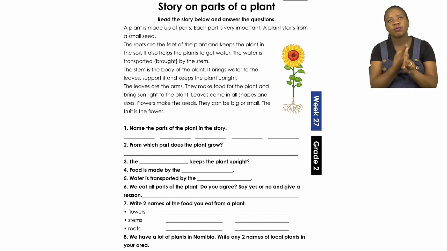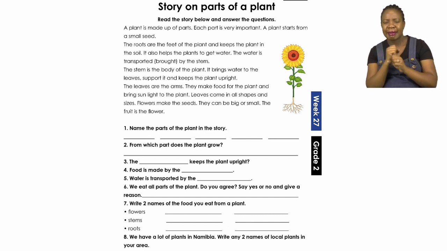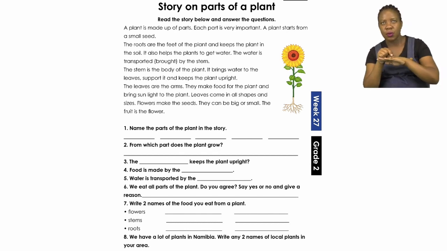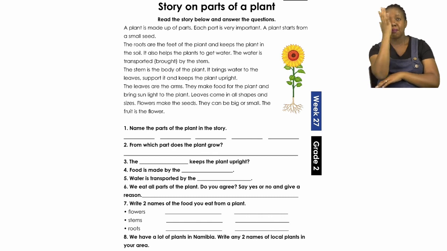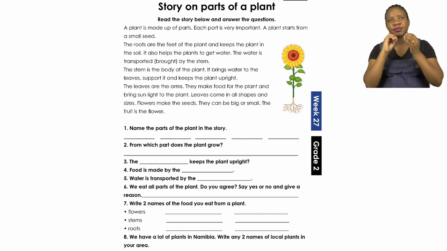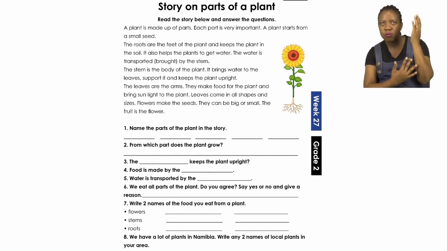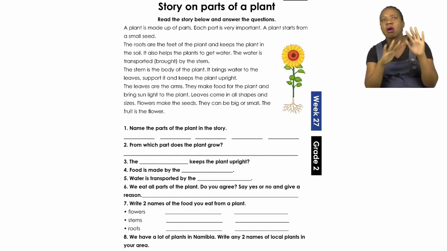Number 3 says, the dash keeps the plant upright. Number 4 says, food is made by the dash. Number 5 says, water is transported by the dash.